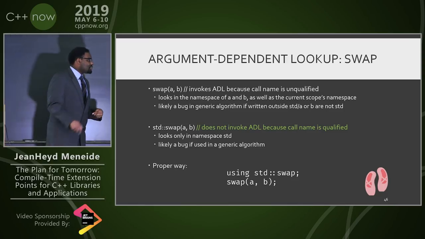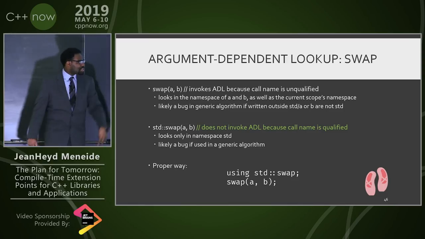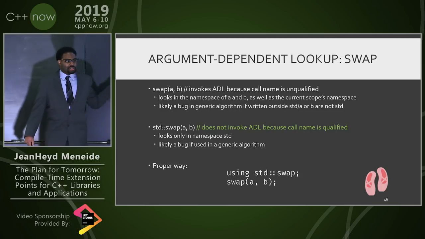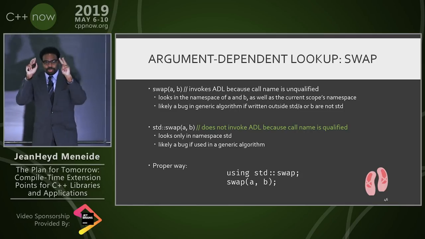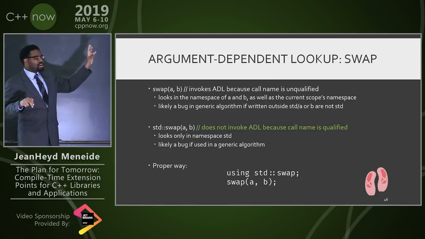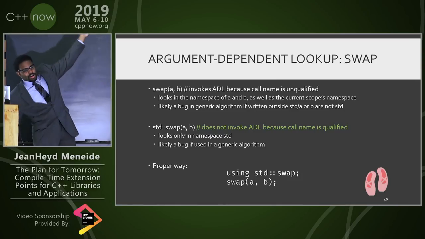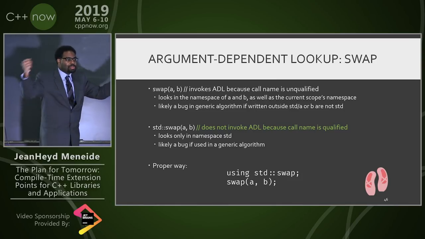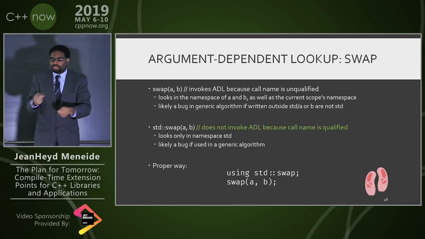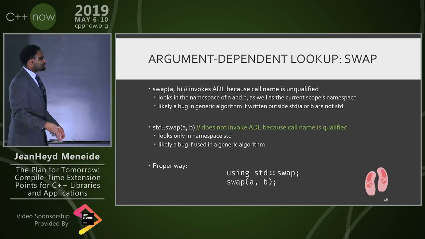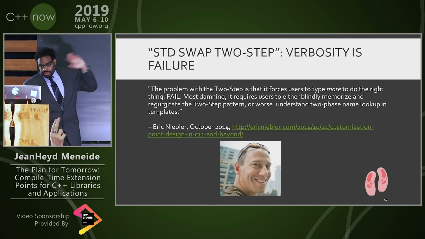And so the proper way to do this is this little two-step: using std::swap, and then call swap, right? So get me the base implementation, and then call swap unqualified so that it collects all the other swaps that are related to the arguments and in the current scope. Then we use overload resolution to figure out, with A and B, which one we should be calling, call it, and we go through. Eric Niebler spent a lot of time on this.